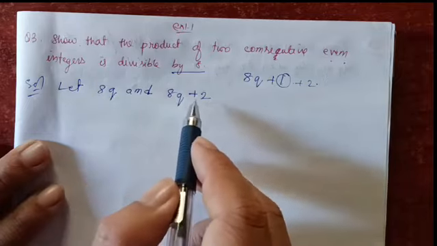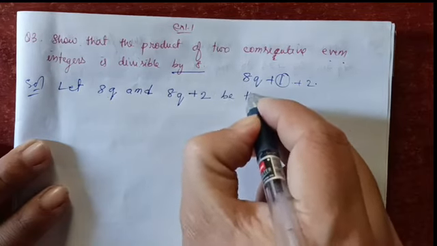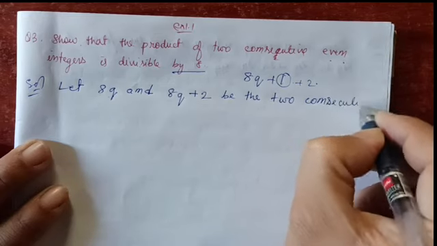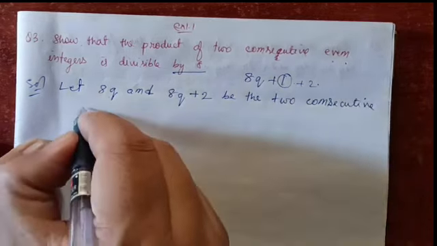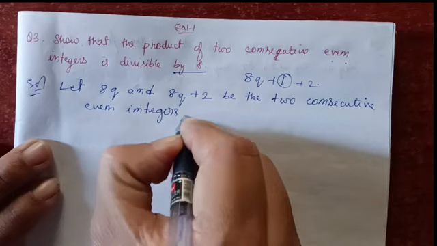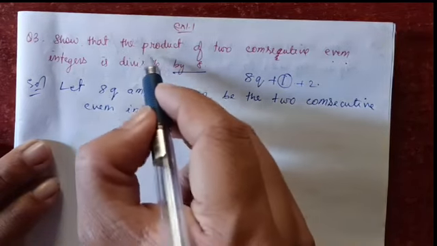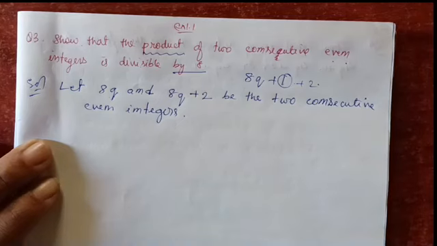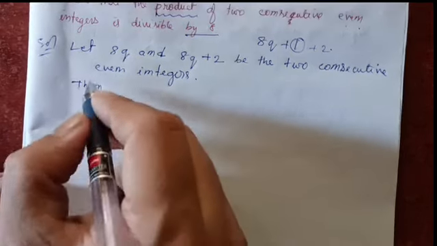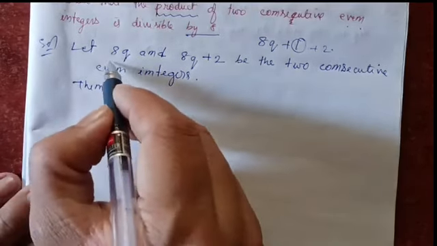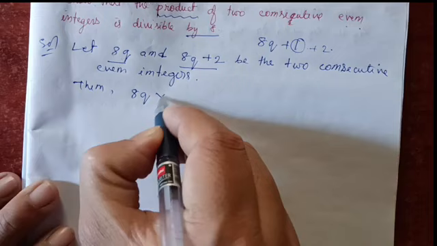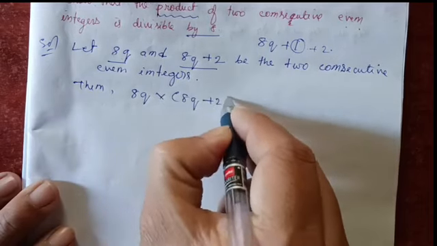So let 8q and 8q plus 2 be the two consecutive even integers. Again, let us read the question. We are going to find out the product again. So product means we are going to find it by multiplying. So let us multiply again. The question is easy. What are the things that we are going to multiply? 8q and 8q plus 2. We are going to multiply. So 8q will be multiplied with 8q plus 2.